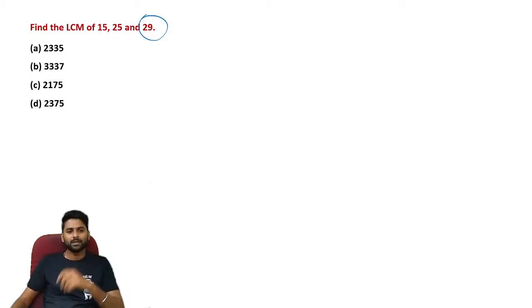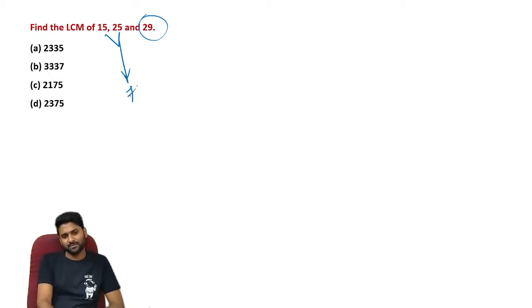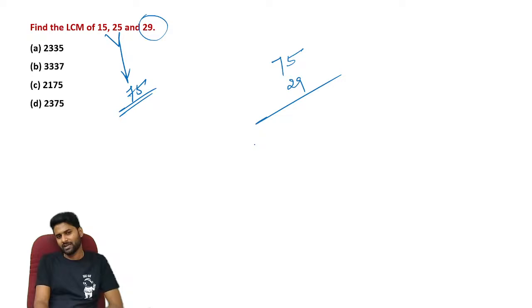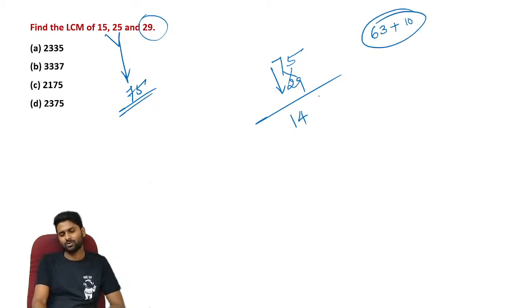Very good. See, what about the LCM of these two numbers? 25 and 15 LCM is 75. Now, we have a prime number. Directly multiply these two numbers. You will get the LCM of 15, 25 and 29. As you know the two-digit multiplication, first multiply these two numbers. 7 into 2 is 14. Cross multiply that. 9 into 7 is 63. 5 into 2 is equal to 10.